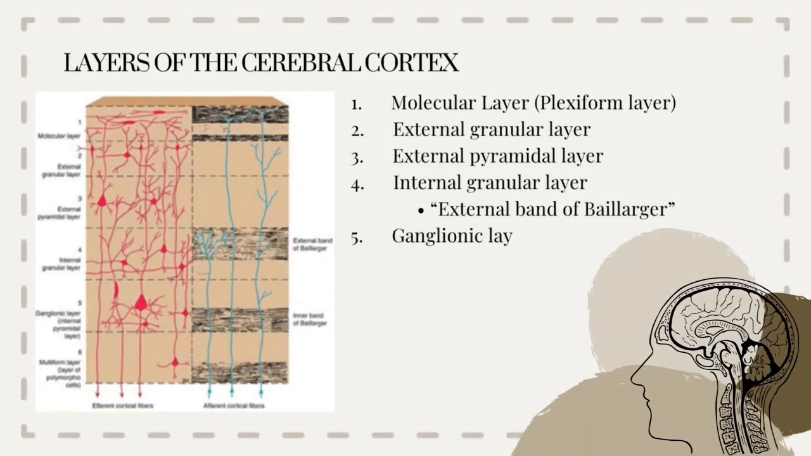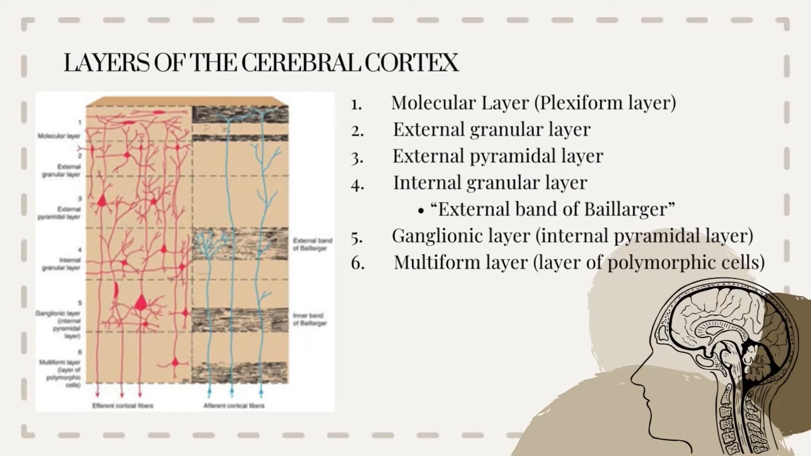Then you have your ganglionic layer, also known as your internal pyramidal layer. It consists of very large and medium-sized pyramidal cells with scattered stellate cells and the cells of Martinotti. You also have your Betz cells in this layer. Then lastly, you have your multiform layer, or the layer of polymorphic cells.